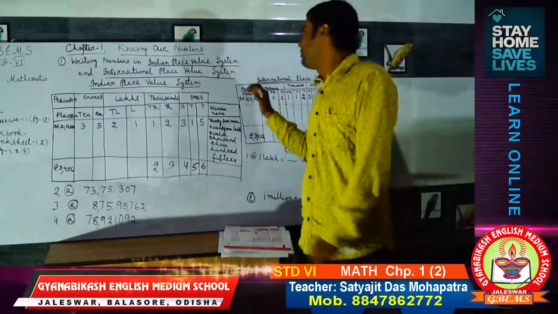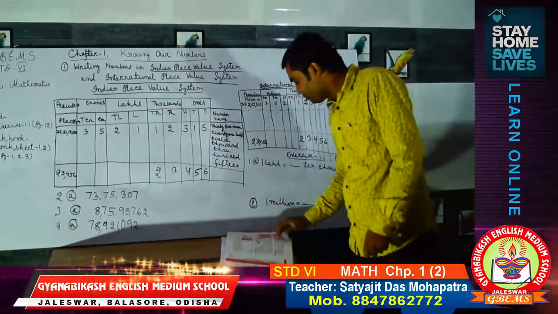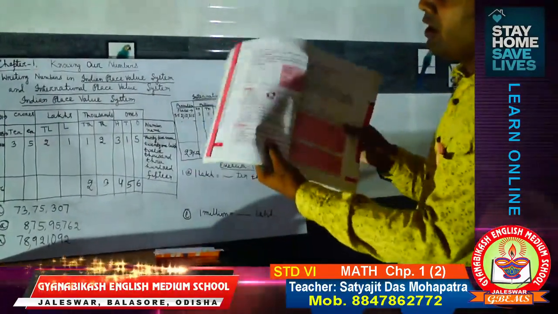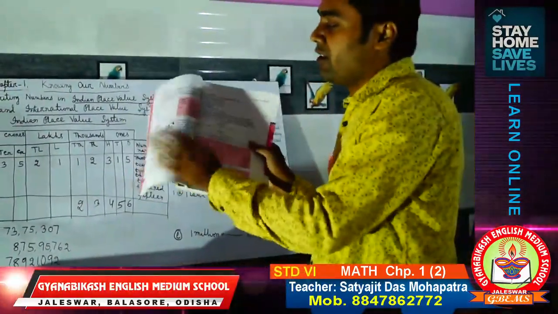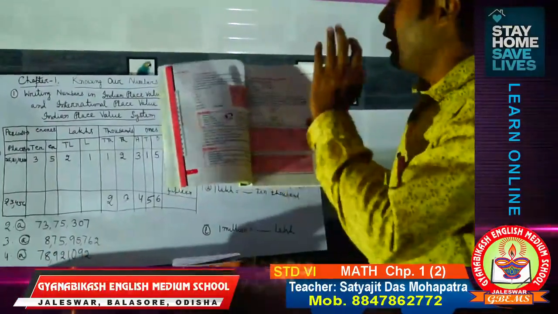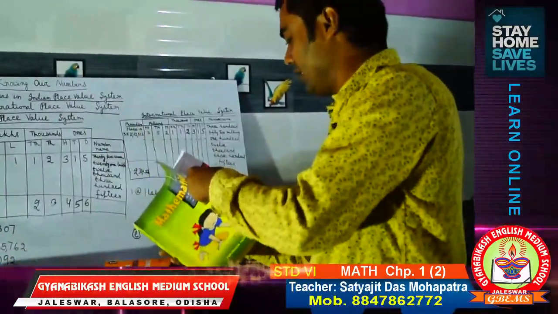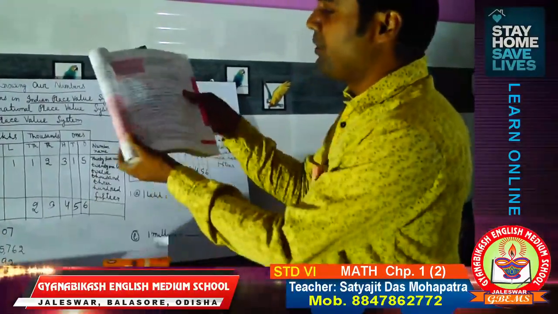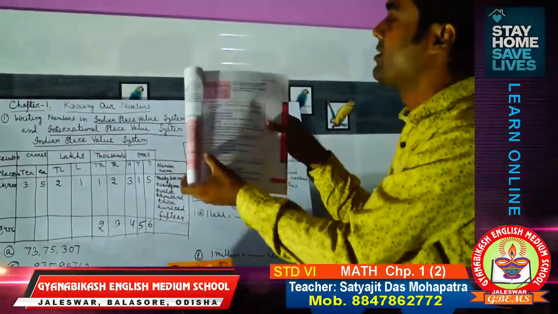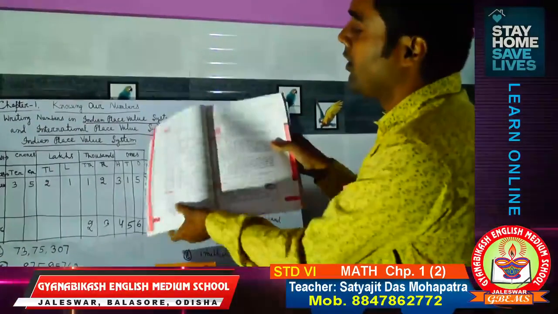I think you should understand all these things. Now see, in all the pages we are given a Try This option. You should complete all these Try This tabs. Here also is given Try This. You should complete all these. After that, you do the exercise.